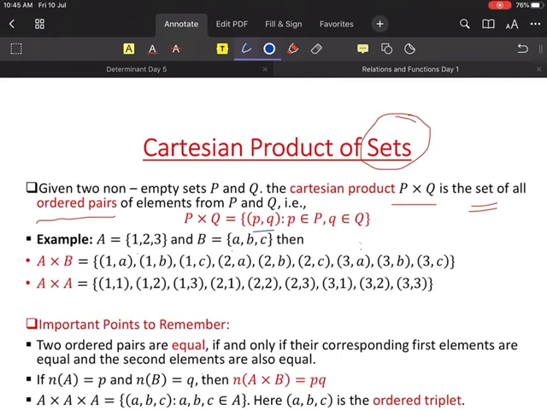Now I have a question. Let's see who can tell me this answer. Why do we have 1A in here? Why not A1 in here? Why 1A? Why 2A? Why 3A? Who can tell me?